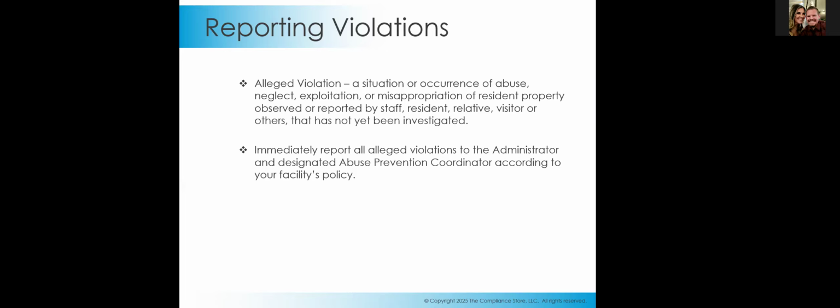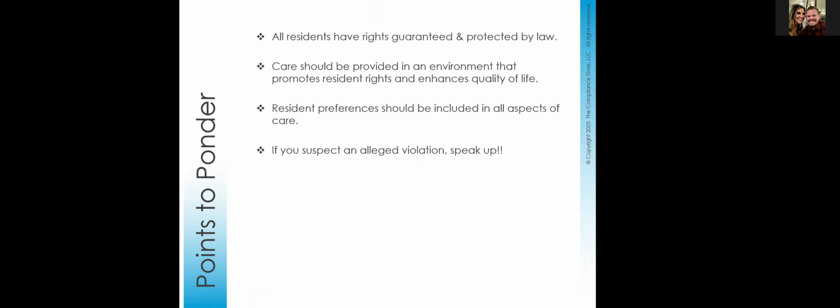So, reporting violations: everything that's an alleged violation of these is going to be reported to either myself or Raymond. I would technically be designated as the abuse prevention coordinator. What I'm going to do is an investigation, and I'm going to have all of these things written down, documented, and put inside the patient's chart and inside a grievance binder. That way, if the state needs to get involved, they see a log of all the grievances.